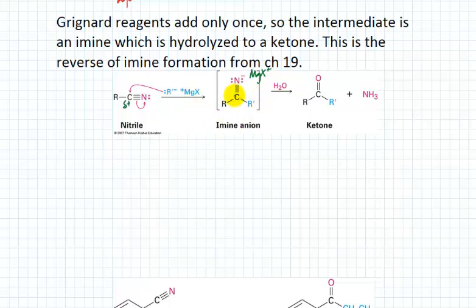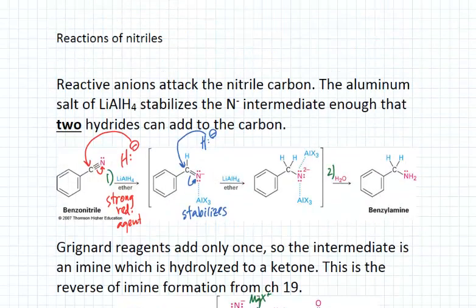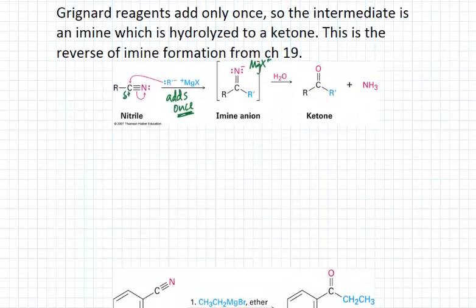So the Grignard reagent adds once, where the hydride adds twice. Let's write that right here. Two hydrides adds twice. So what we get is an imine anion, and quenching that with water, we would think we would just get an NH, an imine, but what we actually end up with is a ketone. So let's see if we can figure out why that is.